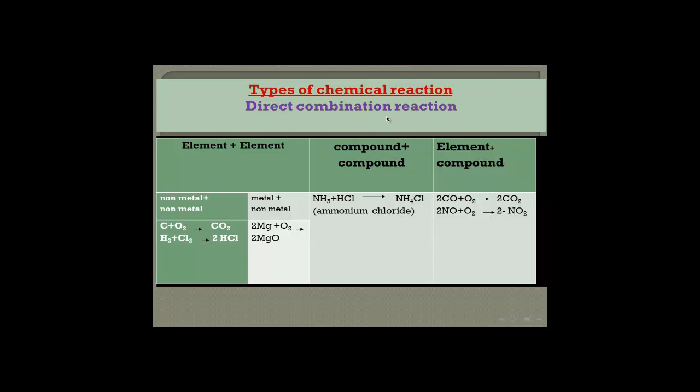The second kind of direct combination, compound with compound, is ammonia combined with hydrochloric acid, which will give ammonium chloride NH4Cl. The third kind of direct combination, element and compound. The element is oxygen and the compound is carbon monoxide. It will give 2 molecules of carbon dioxide. Element like oxygen will react with compound NO and will give 2NO2.